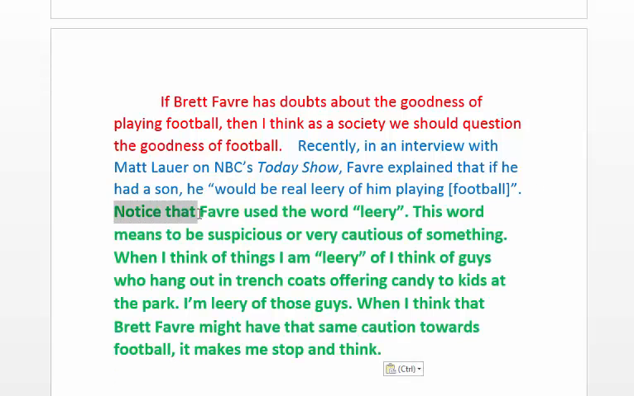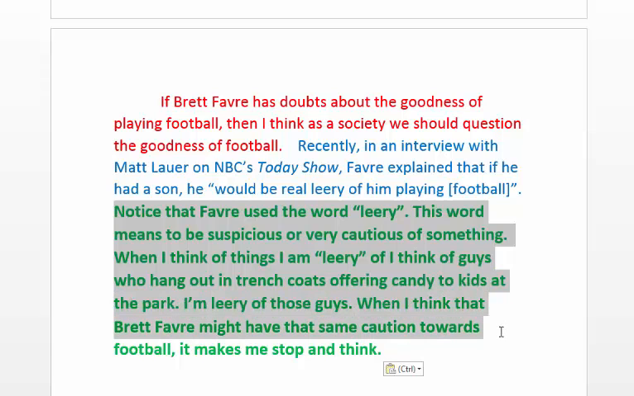Notice that Favre used the word leery. This word means to be suspicious or very cautious of something. When I think of things I am leery of, I think of guys who hang out in trench coats offering candy to kids at the park. I'm leery of those guys. When I think that Brett Favre might have that same caution towards football, it makes me stop and think.